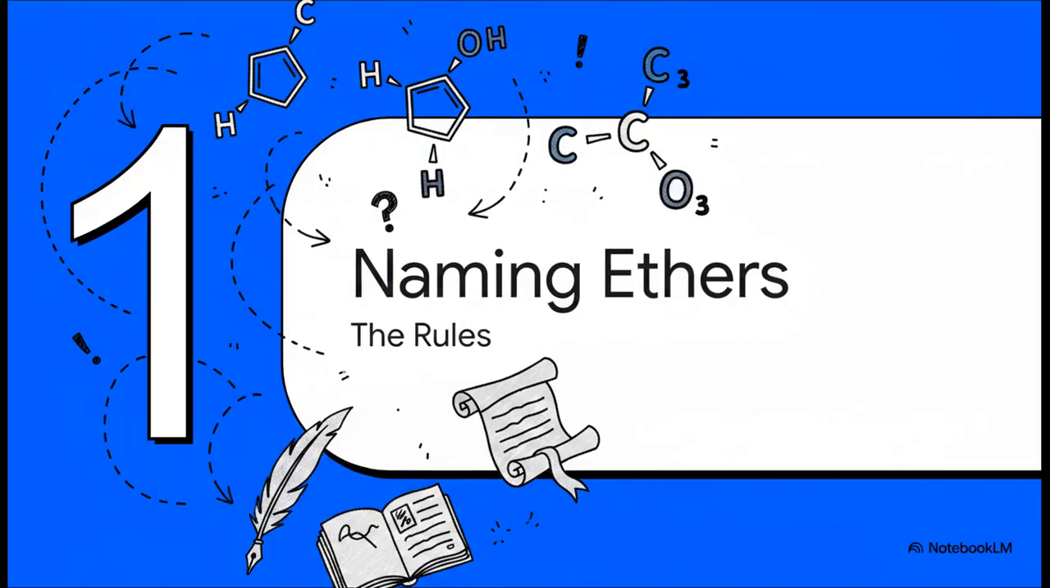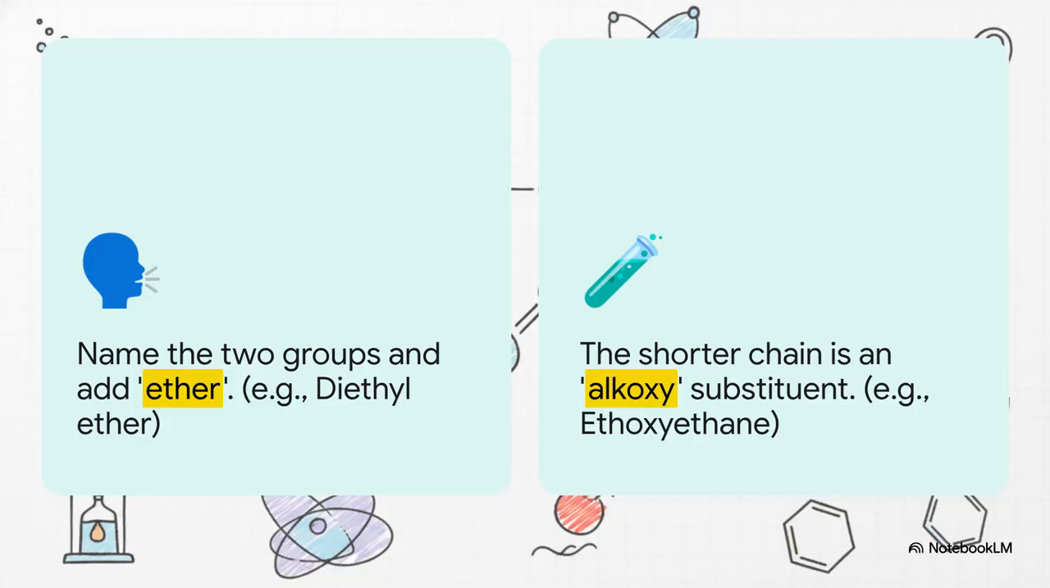Okay, so we can spot them. Awesome. Now for the part of the exam where you can scoop up some really easy points: naming them. If you can get this system down, I guarantee you're going to get these questions right. You're going to see two naming systems. The common names over on the left are pretty simple. Just name the two side groups and tack on the word ether. Easy. But for your exam, you need to be an expert in the formal IUPAC system on the right. This is like the official language of chemistry.